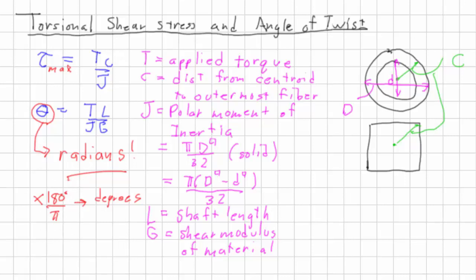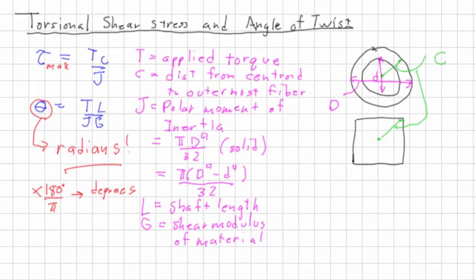So just make sure that when you get a really small number for your angle of twist and you're wondering why it's so small, it could be that you haven't converted it into degrees. All right, let's do a problem that covers these things.